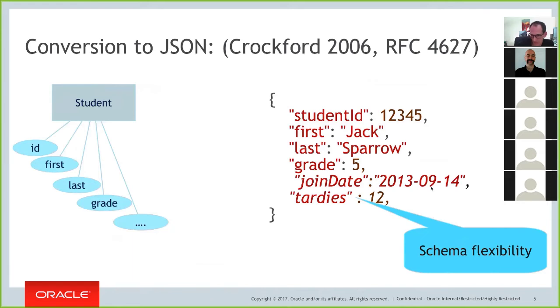So you may find out later that you also need a value for when a student joined, or how often the student came too late. So you get schema flexibility pretty easily here. This looks very simple so far, but we have these other two entities, teacher and course, and the relationships in between. So how would we model this in JSON?